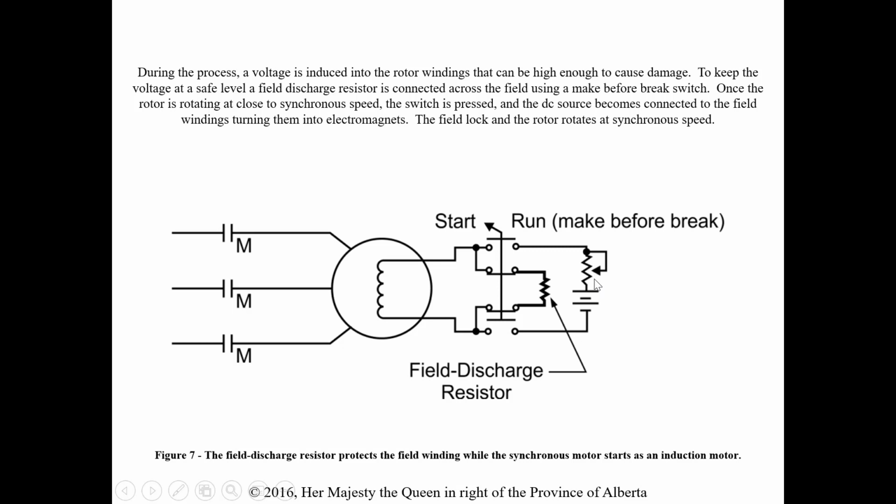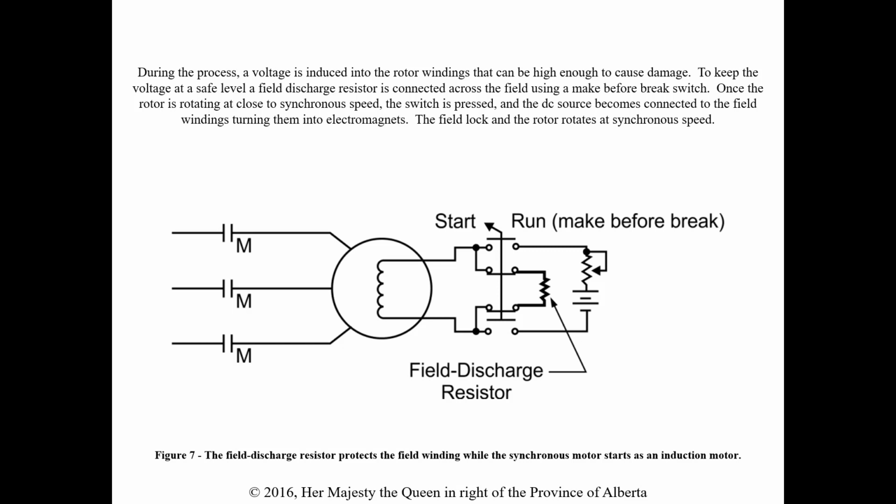Once the rotor is rotating at close to synchronous speed, again, it will never get to synchronous speed based on the squirrel cage induction design, the switch will be pressed, and then the DC source becomes connected to the field windings, turning them into electromagnets. So we've basically given the induced voltage a path to go around the field windings so they don't get damaged while it's starting. While it's starting as a squirrel cage induction motor, we want to protect the field windings with this discharge resistor.